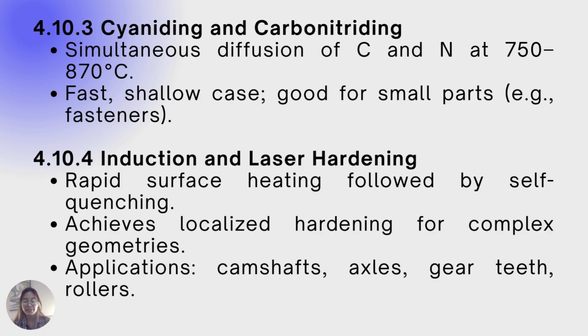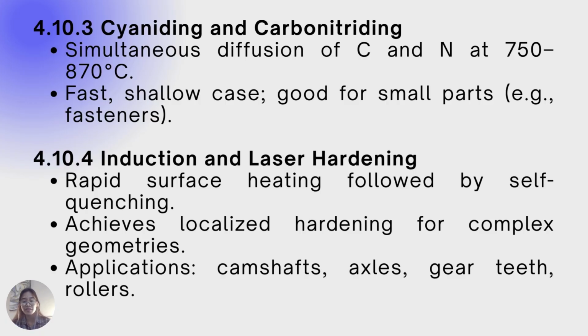It is performed at 700 to 800 Celsius in an atmosphere of carbonaceous gas and ammonia, followed by oil quenching. This results in a surface hardness of 55 to 62 HRC, a case depth of 0.07 to 0.5 millimeters, and less distortion than carburizing. It's used in bolts, nuts, small gears, and machine parts requiring toughness.